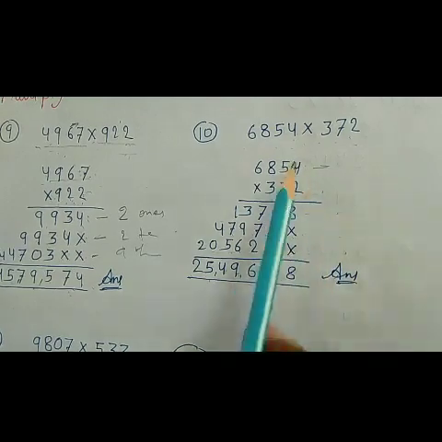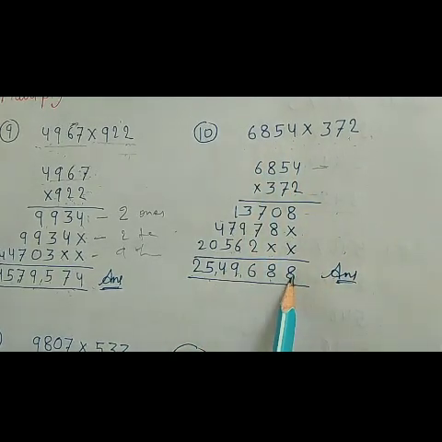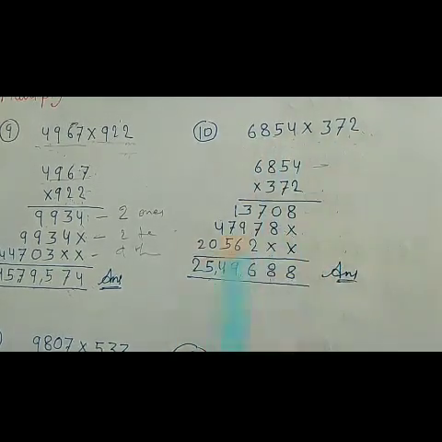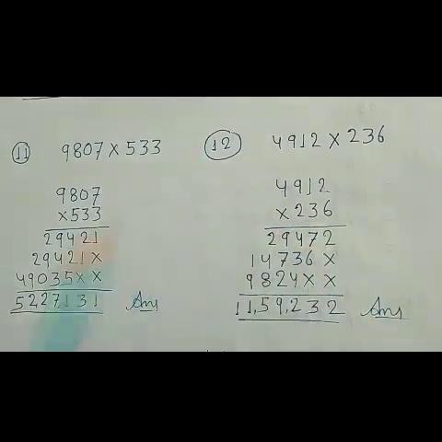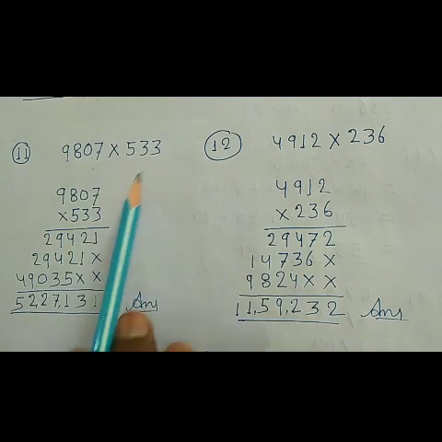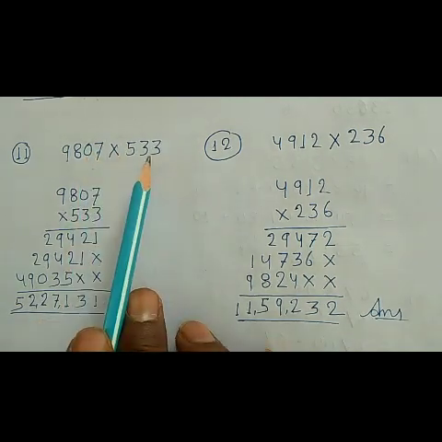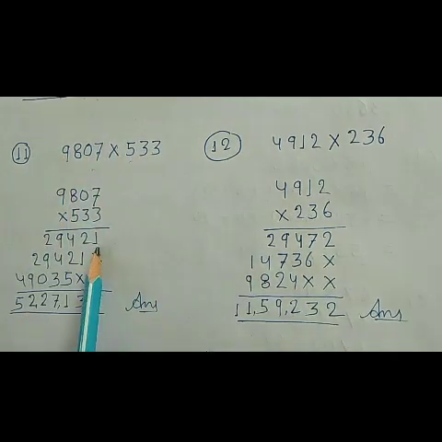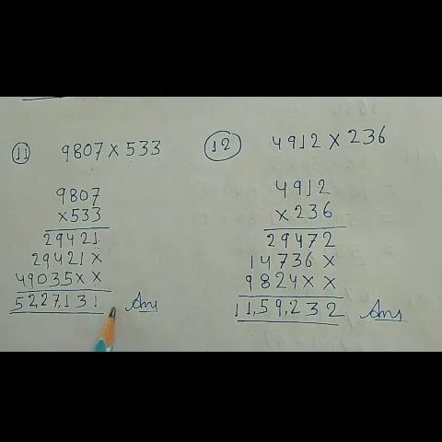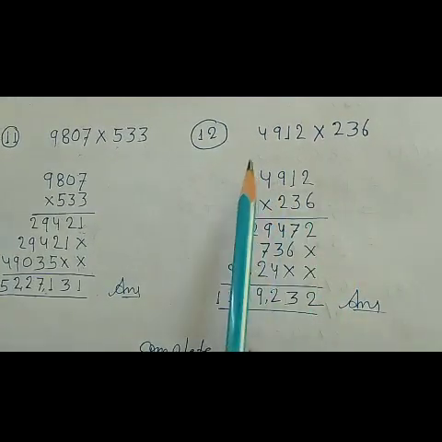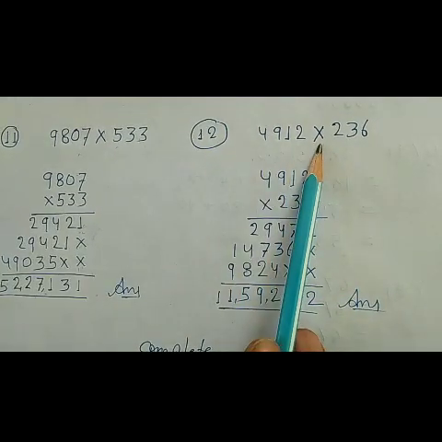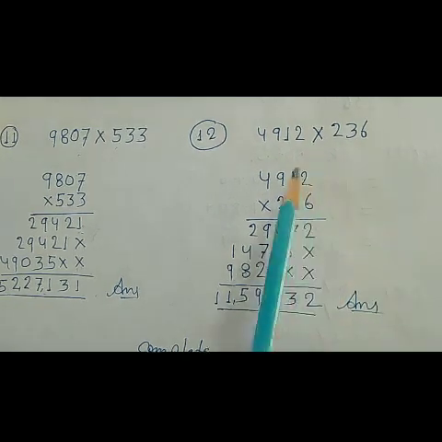So the answer of multiplication is called product. This is the product of these two numbers, this is the product of these two numbers. Now question number 11, same to same this question. First of all we multiplied by 3, then 5, this, and then add all these numbers, so this will be the product. Simply in question number 12, 4,912 is multiplied with 236.